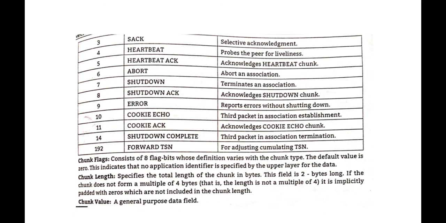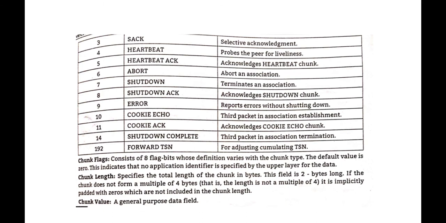If you want to abort the connection, abort any association, that is a connection abort, at that time we set the chunk type 6. It means the receiver understands that the client is now aborting the connection, the association. If we send chunk type 9, it means error: it reports an error without shutting down. So an error has occurred. Different types of chunks are present here, and according to that we identify what purpose that chunk is used for.